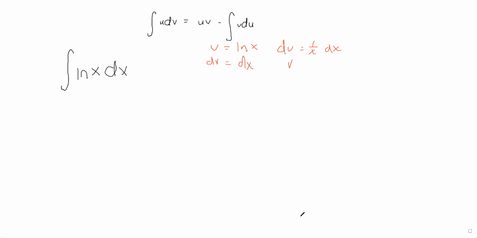Perfect. And then what about v? How do we go from having a dv to having just a v? Well, what's the antiderivative of dv? It's just going to be x. Perfect. So now we have everything. Go ahead and plug everything in. So we're going to have uv, no calculus involved right here, just simple substitution. This part is where the calculus comes into play.